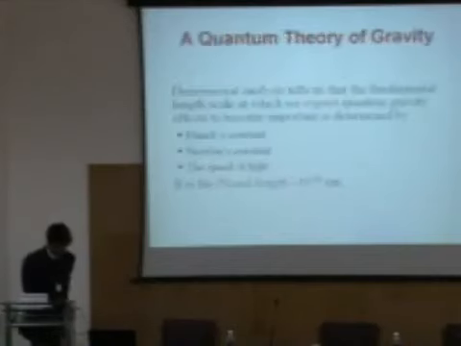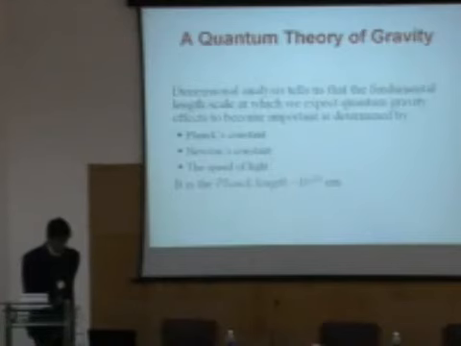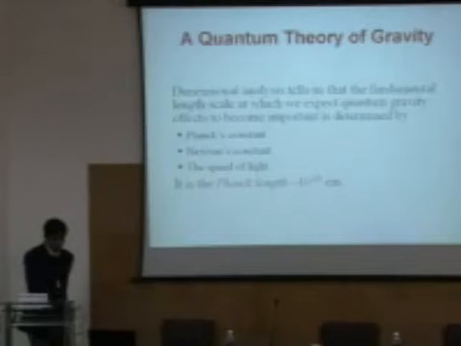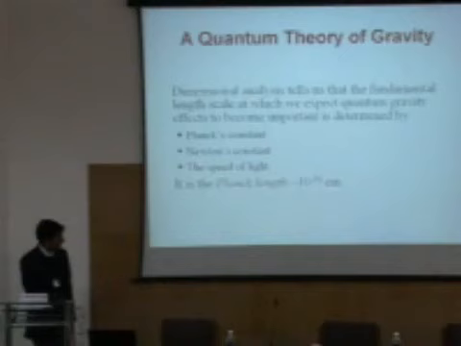So the Planck length is, dimensional analysis tells us that the fundamental length scale at which we expect quantum gravity effects to become important is determined by these three constants: Newton's constant, Planck's constant, and the speed of light, and that's the Planck length, 10 to the negative 33 centimeters.